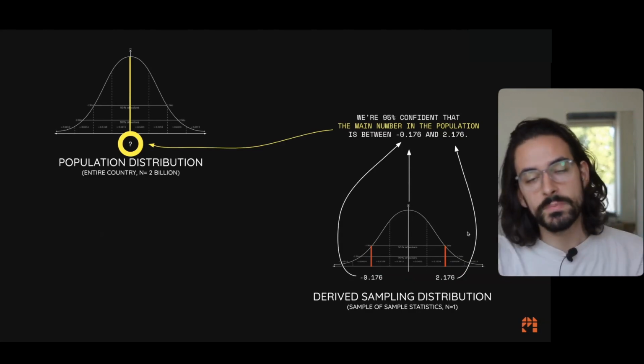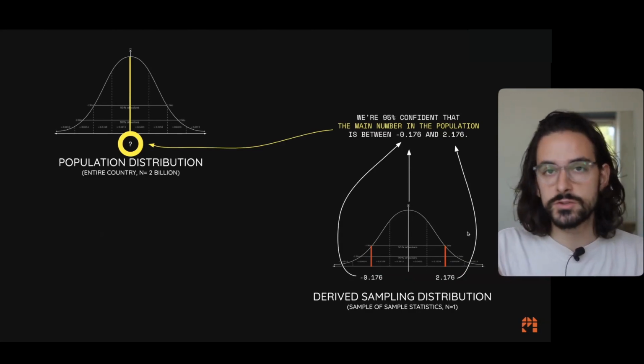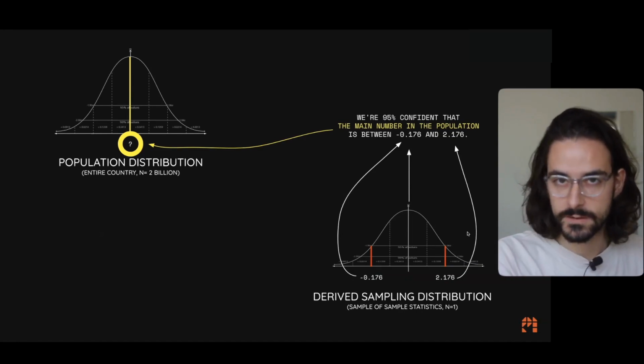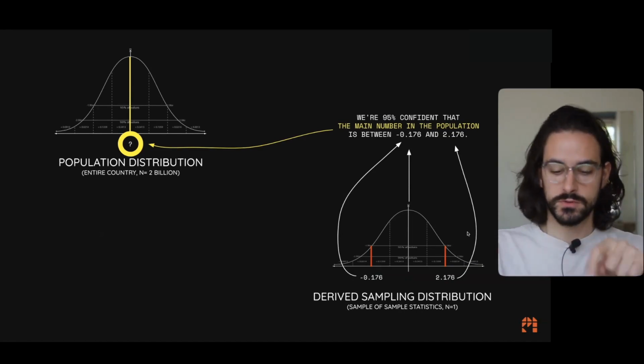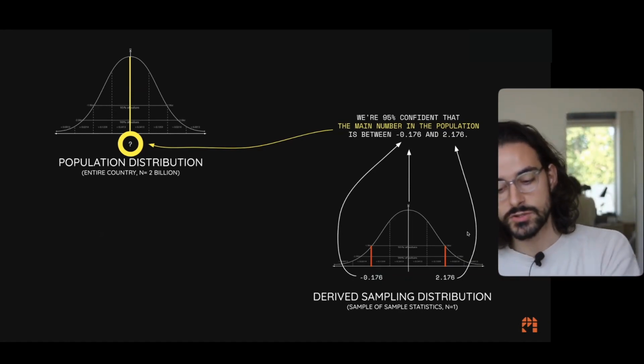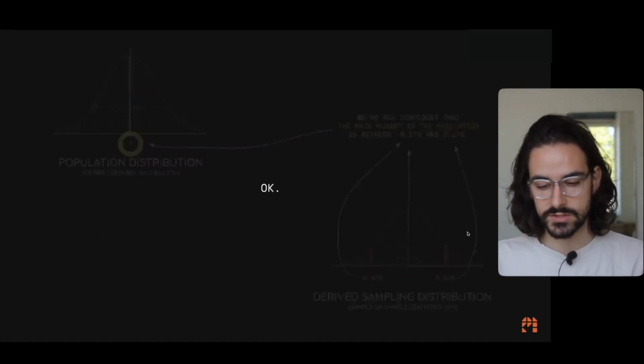How do we know that? Because if we were to draw 100 samples from the population, 95 of those samples would have values between negative 0.176 and 2.176. That's just for clarity.